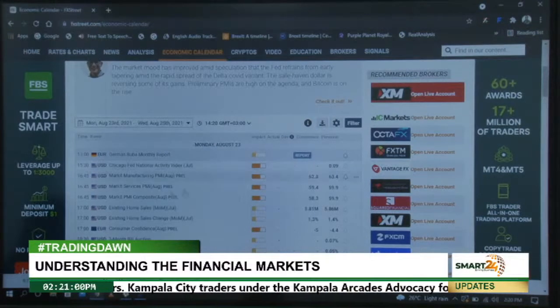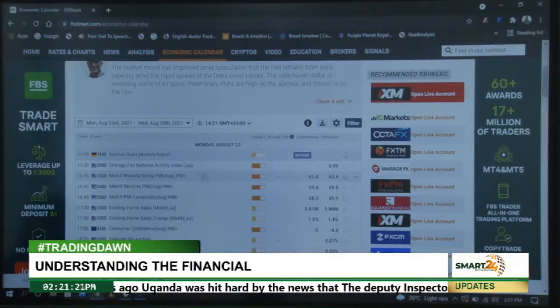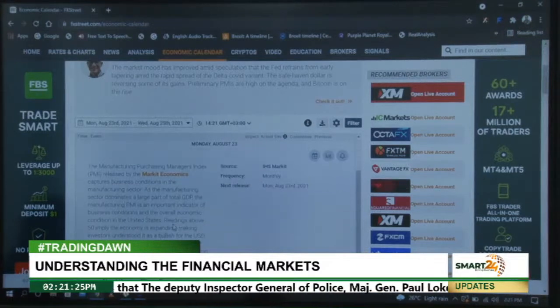So that will be at 3:30, then 4:45, Manufacturing PMI, then Services PMI, and PMI Composite. So looking at these ones, there is a decrease in all of them. These three events are expected to come down slightly.